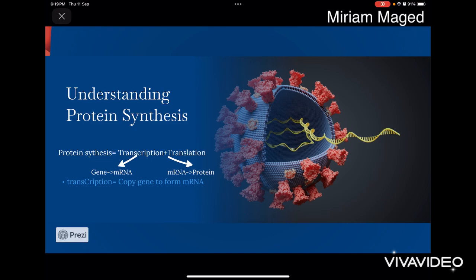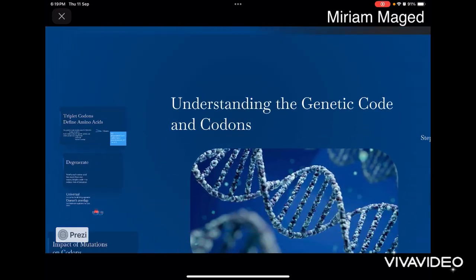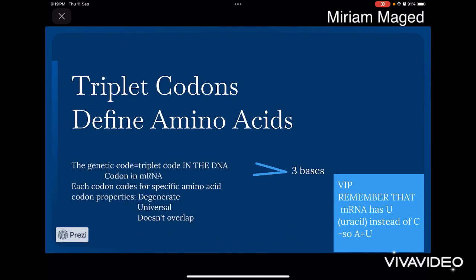So, to remember transcription with the C, it's like copy, where a copy of the gene is formed, which is the mRNA. Then we must understand what is codon. Here we have the genetic code, which is a triplet code because it's made of 3 bases. And this genetic code is found in the DNA. However, the codon is just the same with 3 bases. However, it's found in the mRNA.